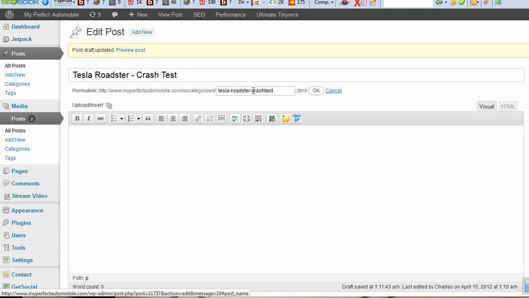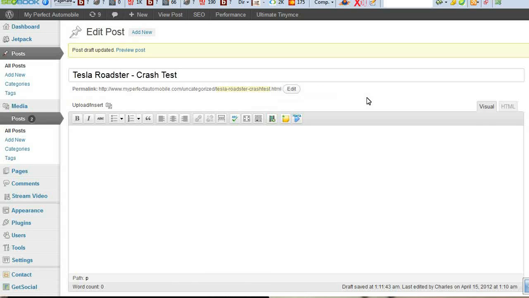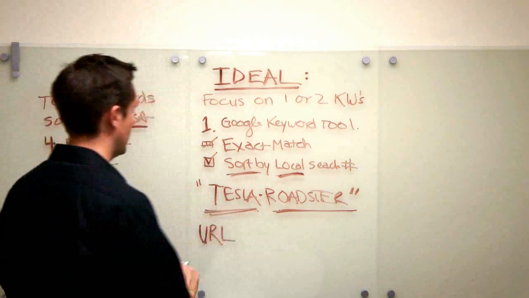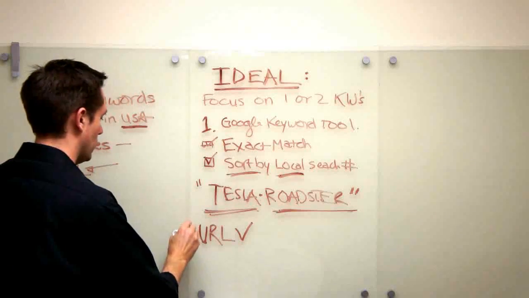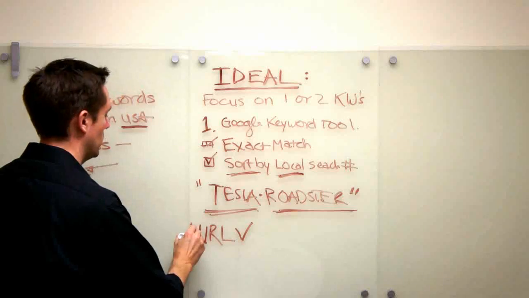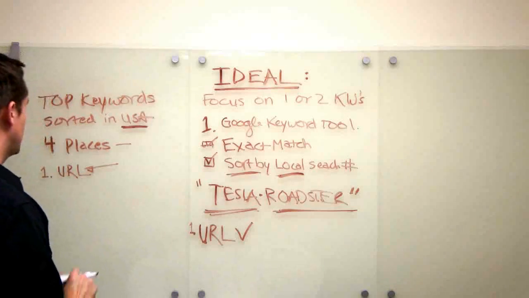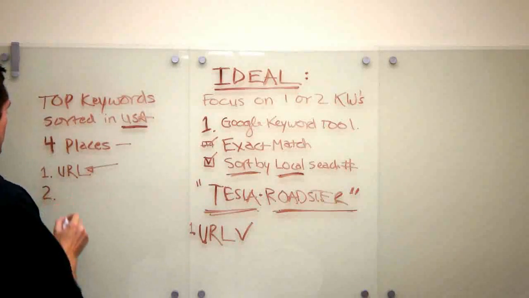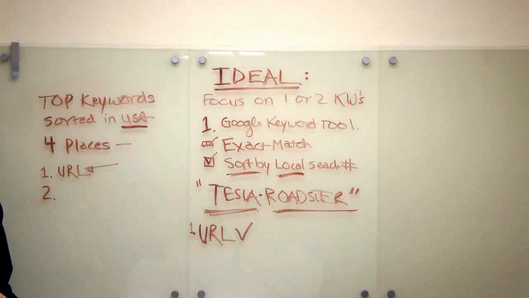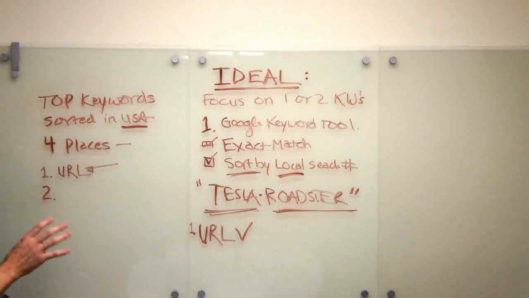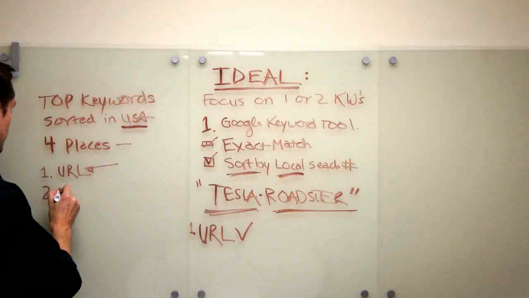Alright? Okay. So that's the first place you want keywords: in the URL. So put it here, in the URL. Alright? So you want it in the URL. Two, you want keywords to be front-loaded in the title. And the title is one of the most important places to put keywords.